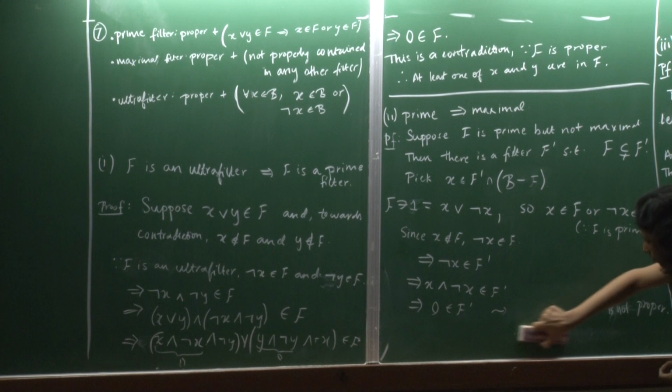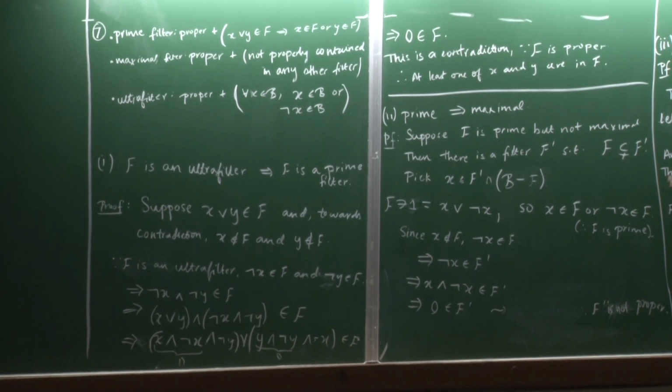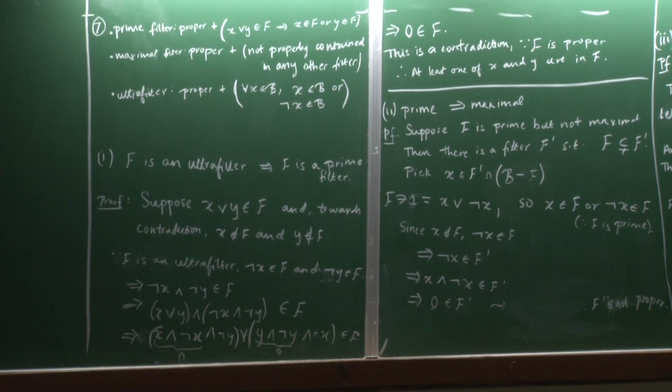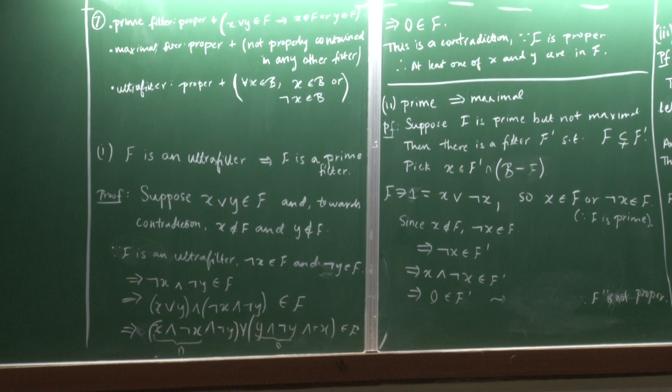And yeah, this is the definition of a maximal filter. Any questions? You have shown that if a filter properly contains F, then it has to be the entire algebra. So therefore, this is a contradiction. It's not a contradiction. This is the definition of maximality.